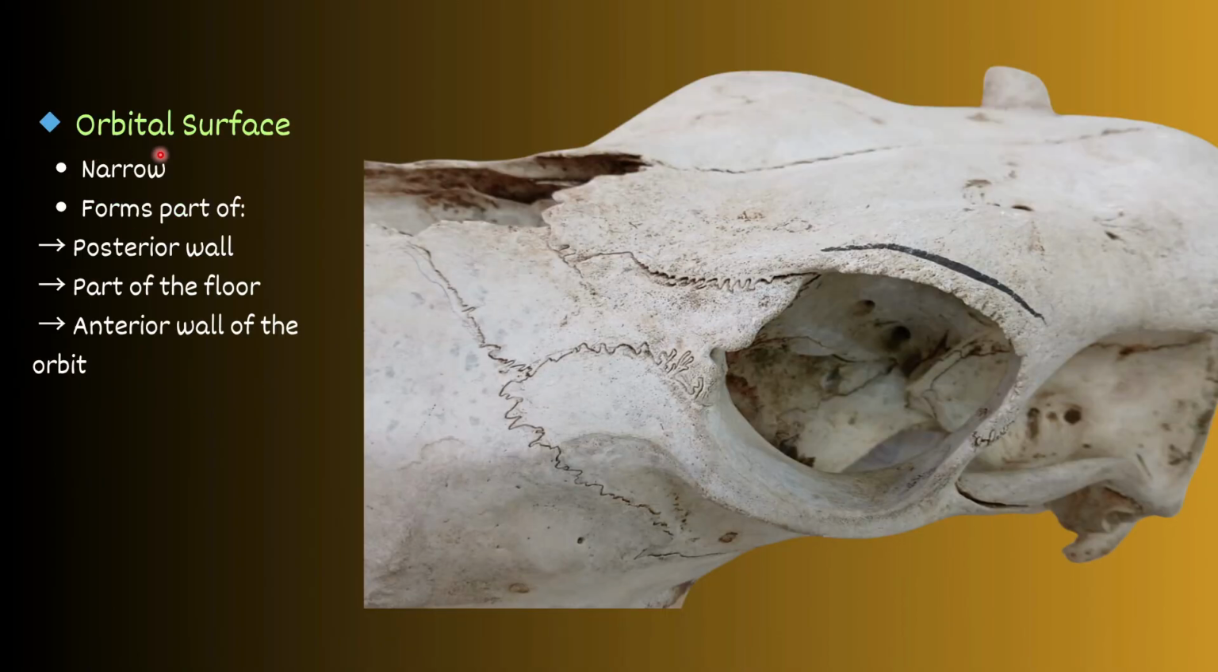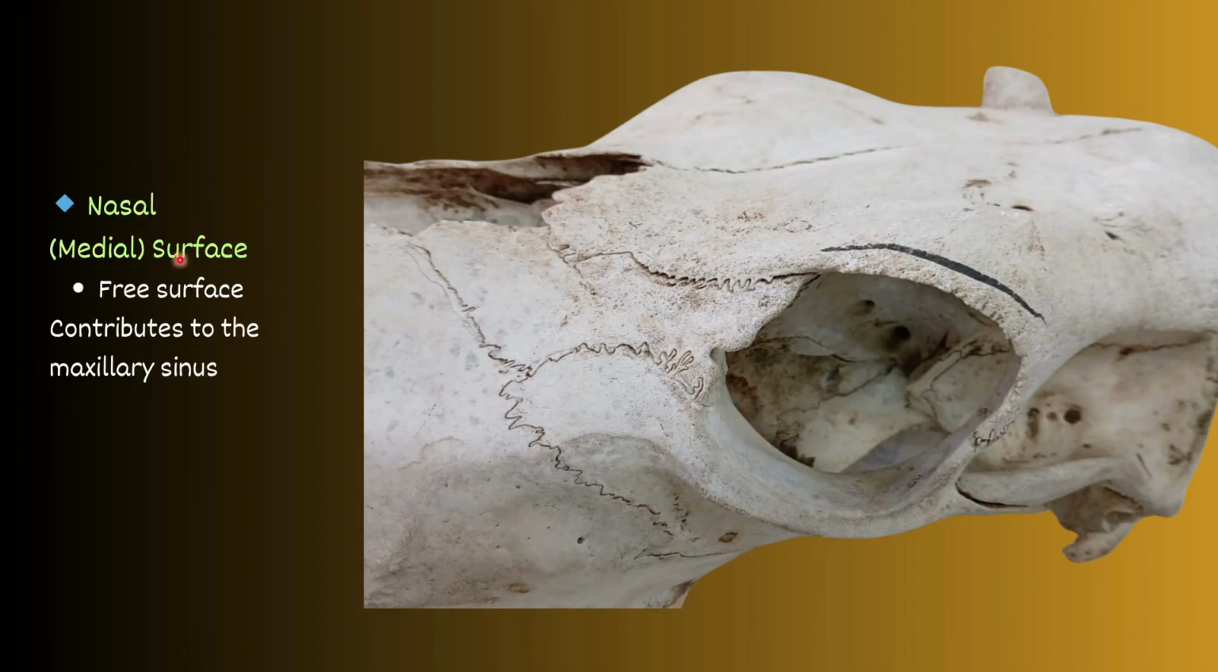Next is the orbital surface, meaning this surface. It is narrow and forms part of the posterior wall, part of the floor, and the anterior wall of the orbit. The nasal surface is just behind that, medially. It is a free surface and contributes to the maxillary sinus, which we cannot see from this view.